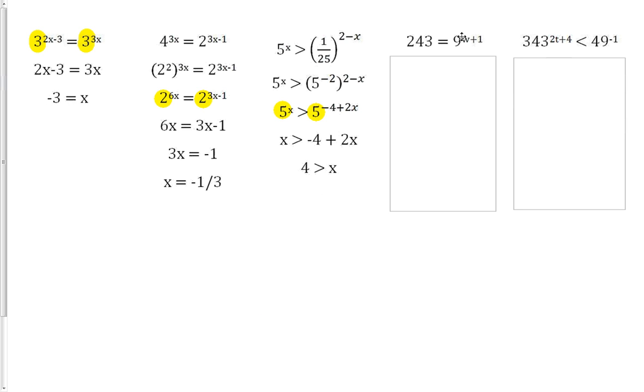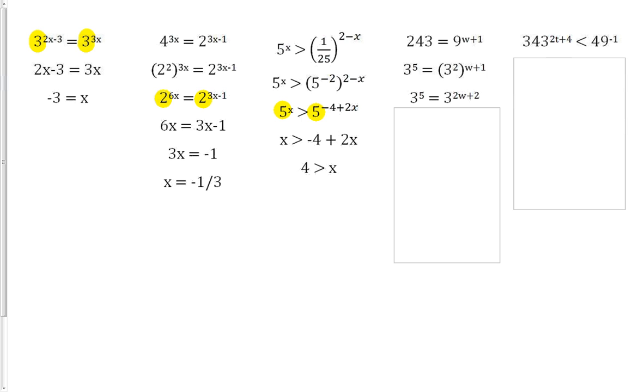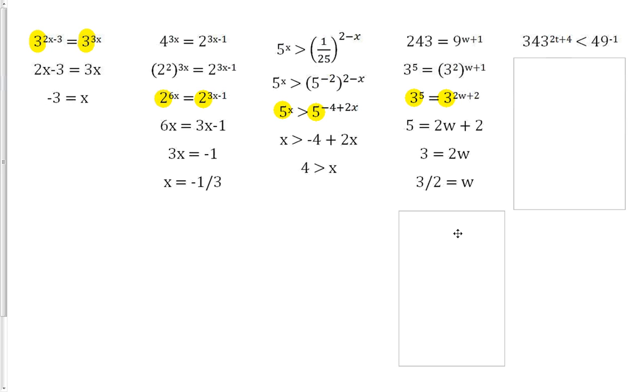Next one here, 243 equals 9 to the w plus 1 power. You'll notice this one doesn't have any exponents, and we don't have common bases, so, well, let's go ahead and get ourselves a common base first. 243 is 3 to the 5th power, and 9 is 3 to the 2nd, so let's write both of those like this. Now let's multiply out our exponents. Now we have common bases with nothing else going on in the equation. So we set our exponents equal to each other. 5 equals 2w plus 2. Subtract 2 from both sides, divide through by 2, and we have w equals 3/2.